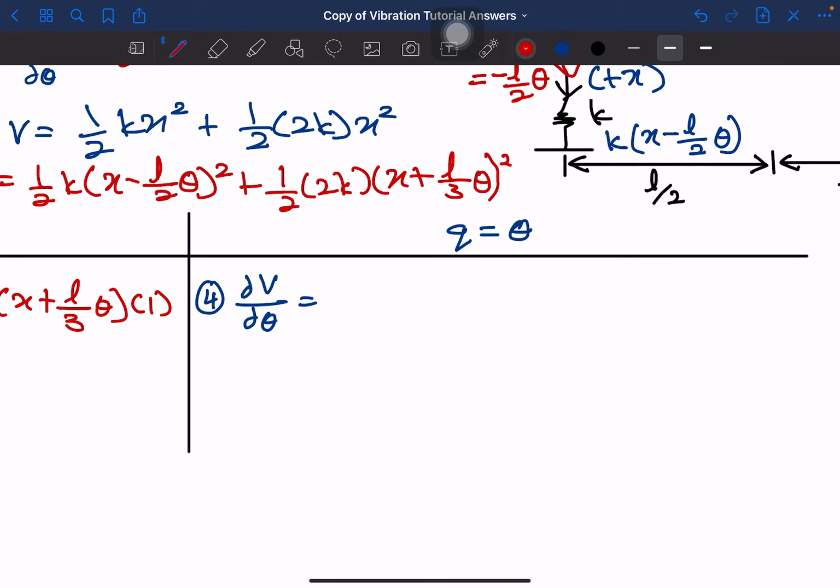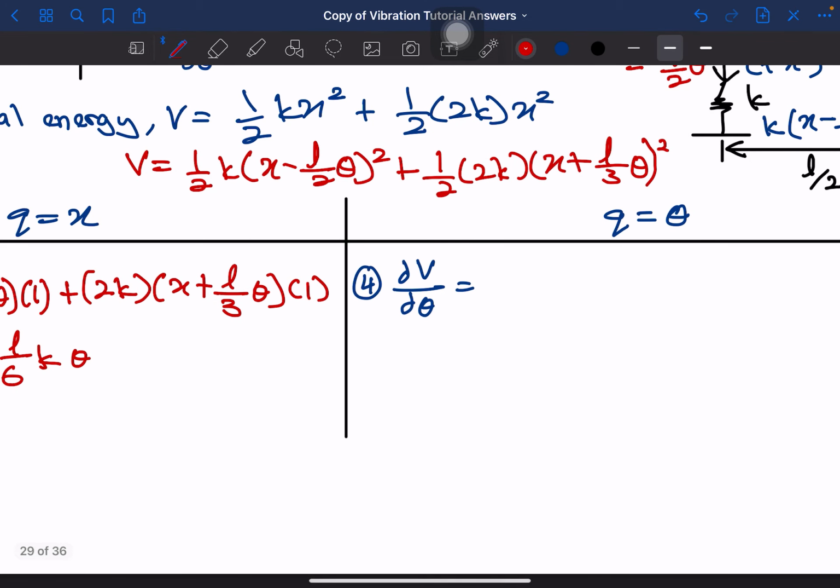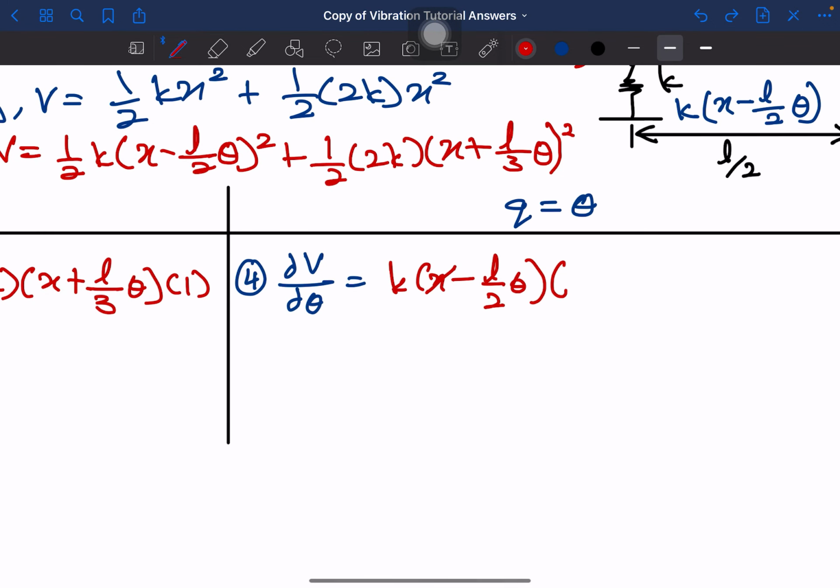So now, differentiate this again with respect to theta, and also theta dot. With respect to theta now, only theta. So with respect to theta, differentiate the outside, you get this, and then multiply with the differentiation of the inside. x will be 0 because we are differentiating with respect to theta. Differentiate theta, you'll be left with negative L over 2.